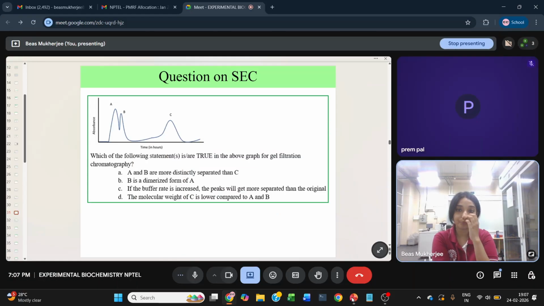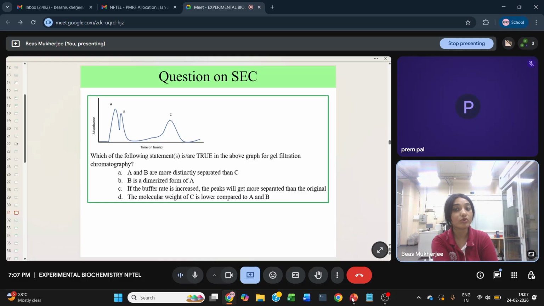So we will discuss the questions. Okay, now start answering the questions. This is a graph given to you. Which of the following statements is or are true for the above graph for gel filtration chromatography?